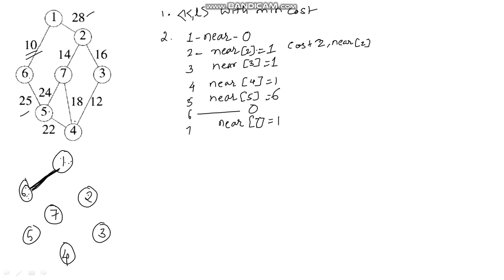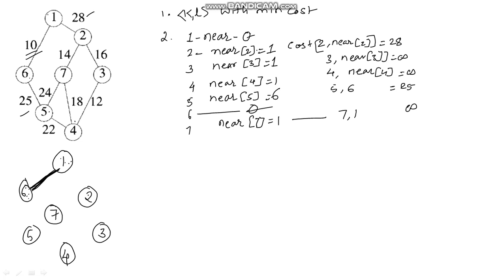Now cost is a cost adjacency matrix. Cost of 2 comma near 2 is 28. 2 to near 2, near 2 is 1, 2 to 1. Similarly for 3 comma near 3, it is infinity. For 4 comma near 4, again it is infinity. For 5 comma near 5, that is 5 6, it is 25. And for all those for which near is 0, we will not consider them further because already they are there in the solution. Then 7 comma near 7 is infinity. So 7 near 7 is 1.